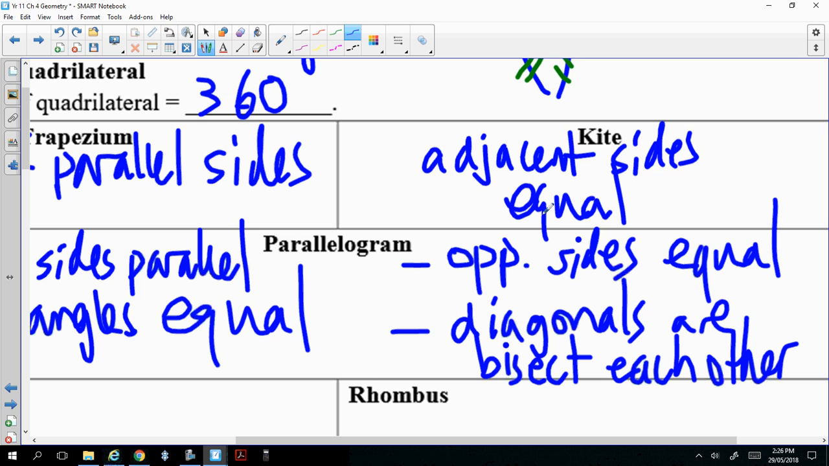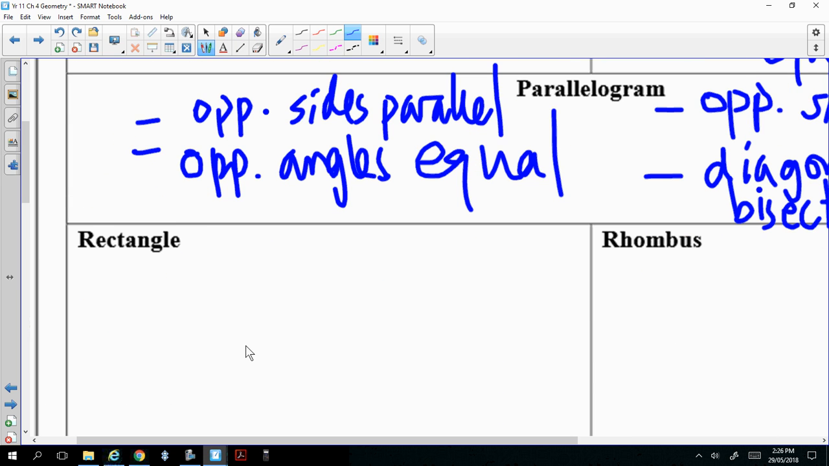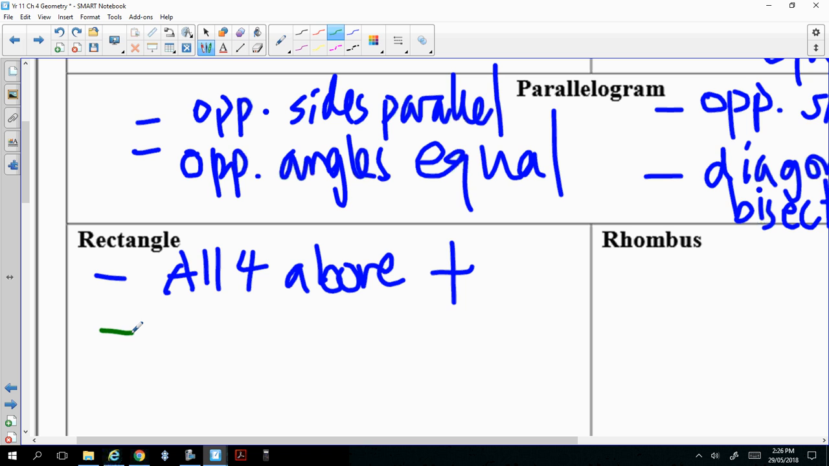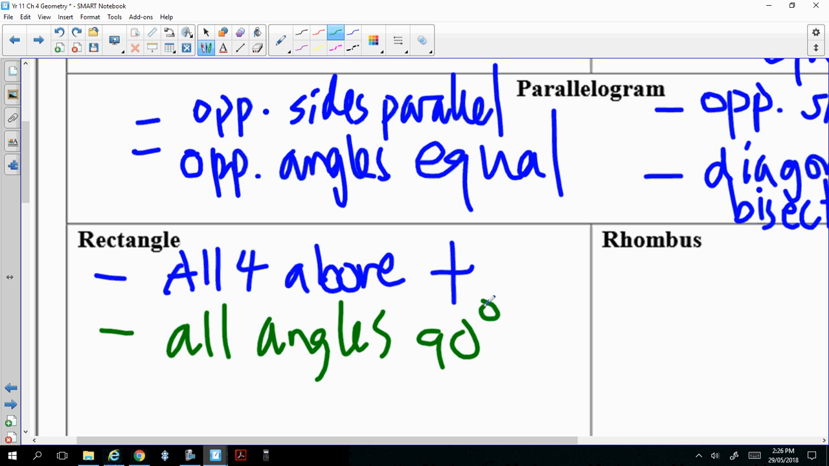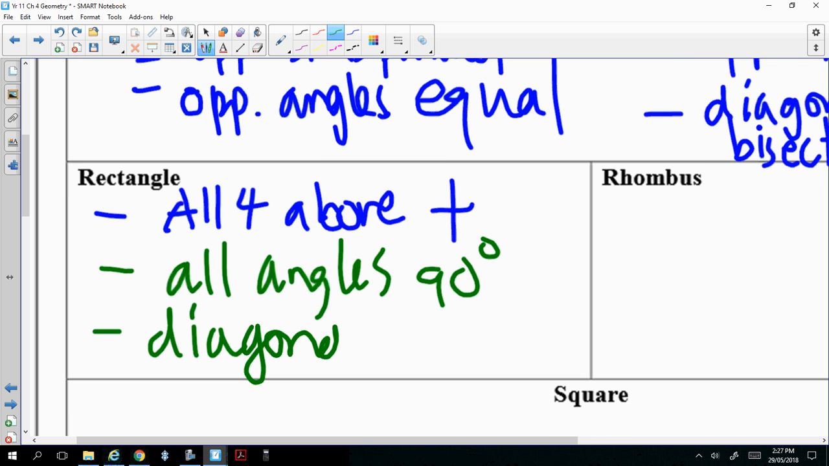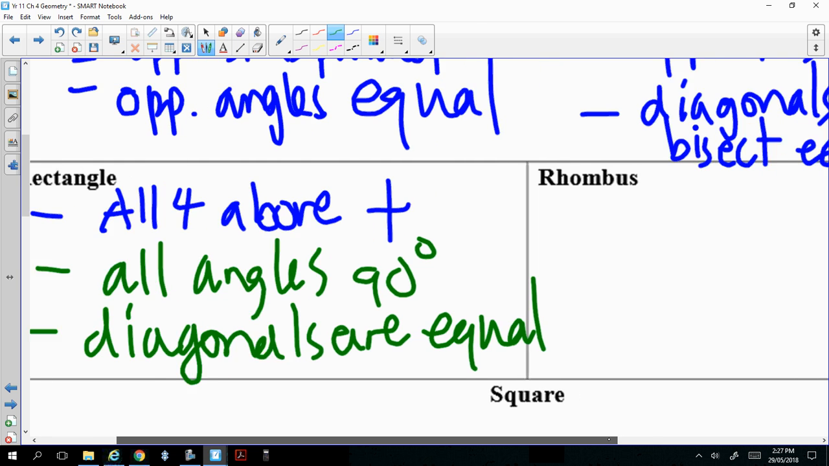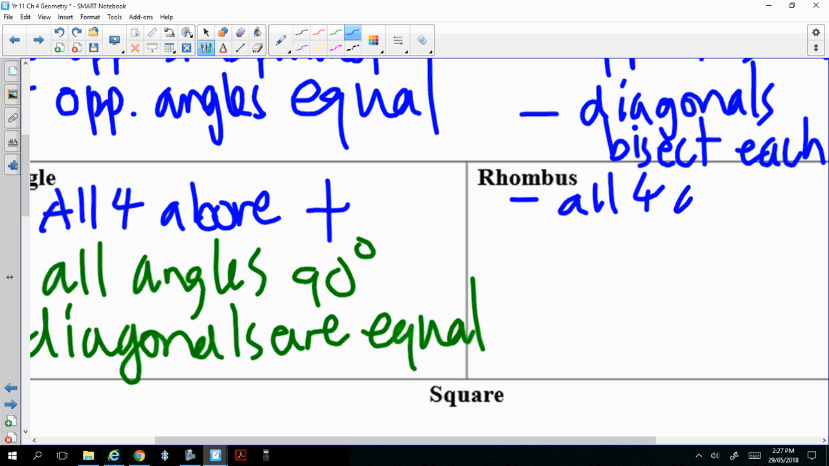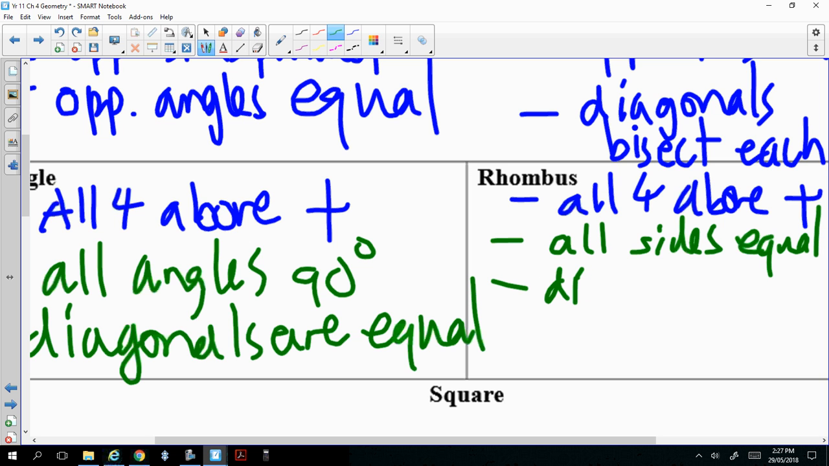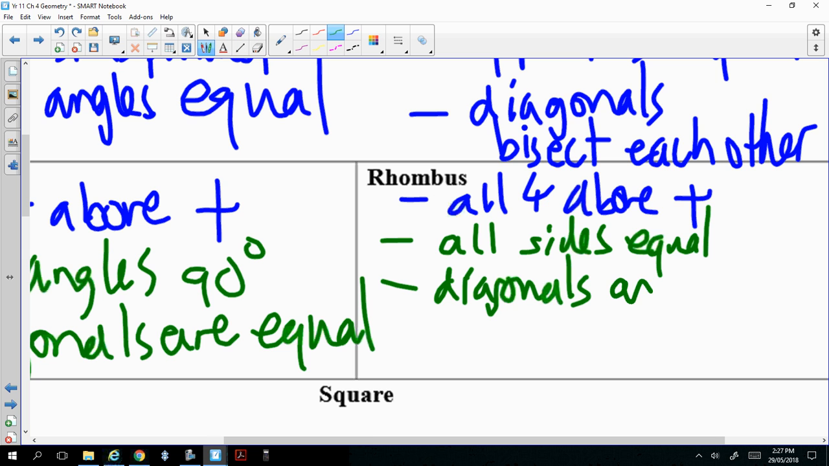Next, we're going to look at rectangles. A rectangle will have all 4 above plus 2 extra ones. They are all angles 90 degrees and diagonals are equal. So only for a rectangle the diagonals are equal, not for a parallelogram. And then we got rhombus, which is all 4 above plus 3 extra. They are all sides equal, and then the diagonals are perpendicular. And one more about diagonals. The diagonals also bisect the vertex angles.